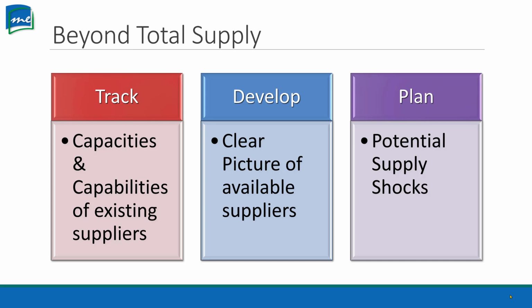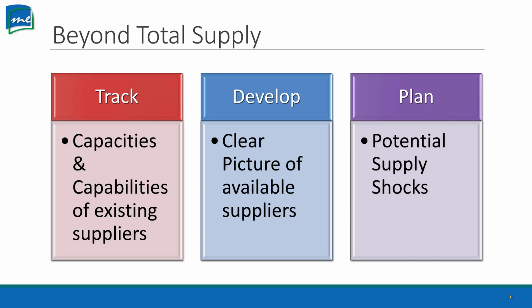So then we have beyond total supply. We need to track and understand the capabilities and capacities of existing suppliers. Are they able to meet our needs? Can they meet our demand? We need to develop a clear picture of available suppliers.